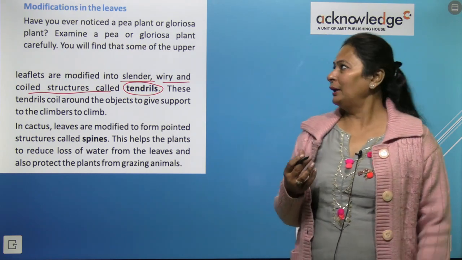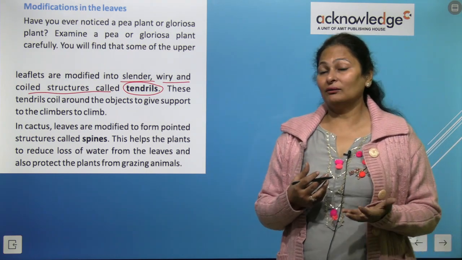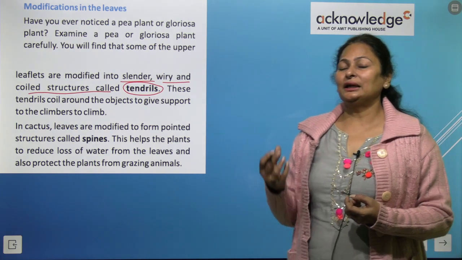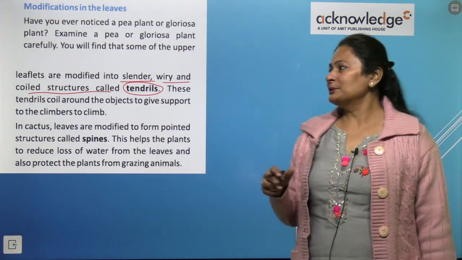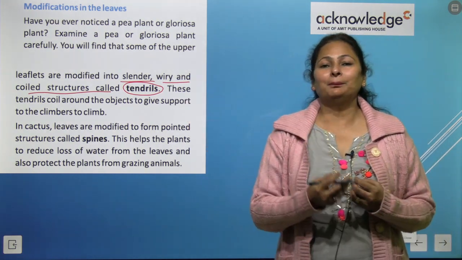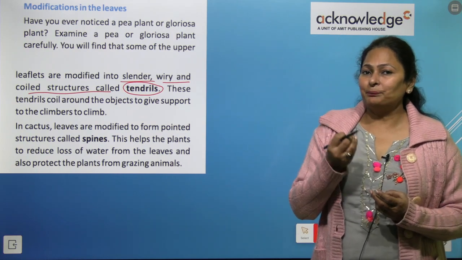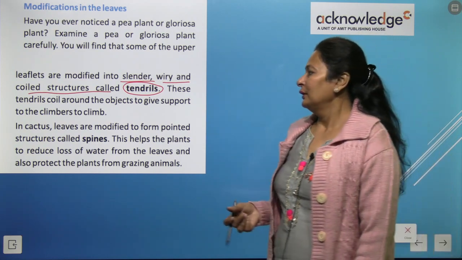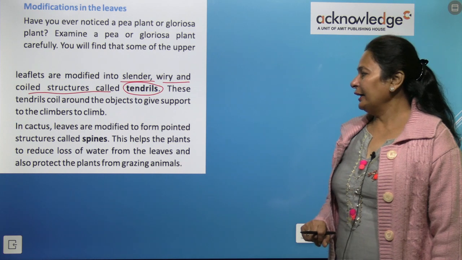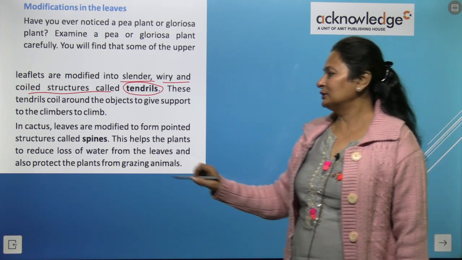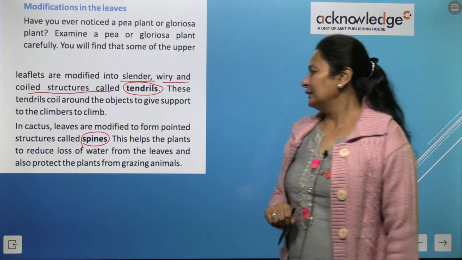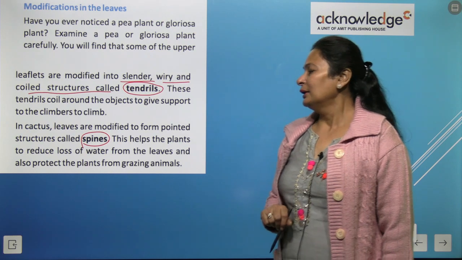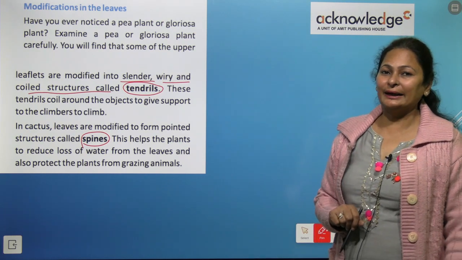We all know that pea plant and grapevine are climbers, right? We have seen this in the beginning of the chapter. These are climbers, so they need support to climb up. So tendrils provide that support so that the plant can climb up. In cactus, leaves are modified to form pointed structures which are called spines. This helps the plants to reduce the loss of water from the leaves and protect the plant from grazing animals.